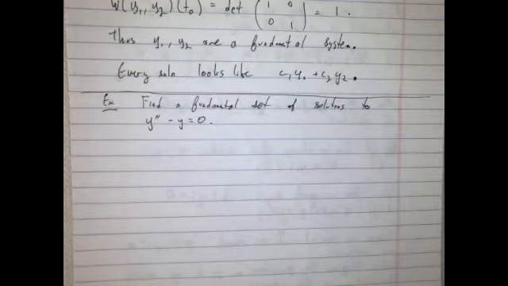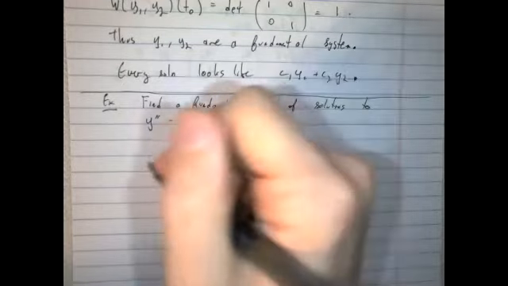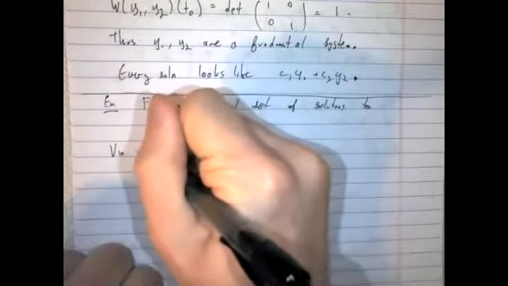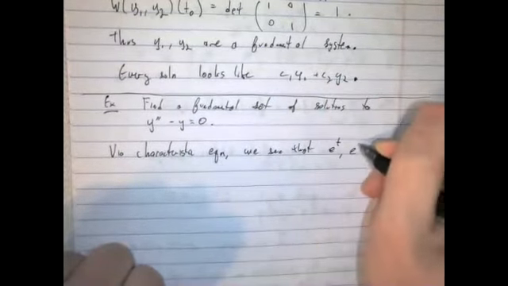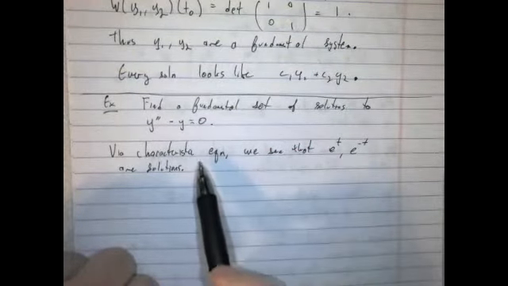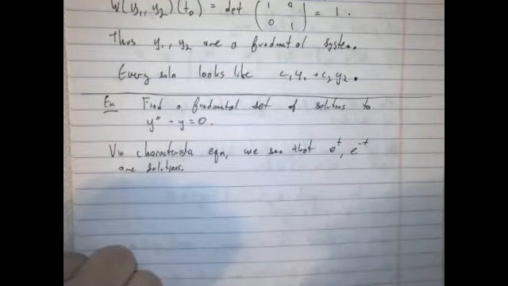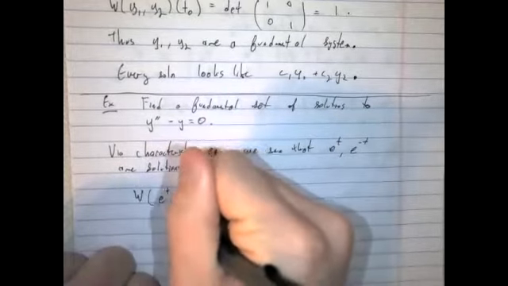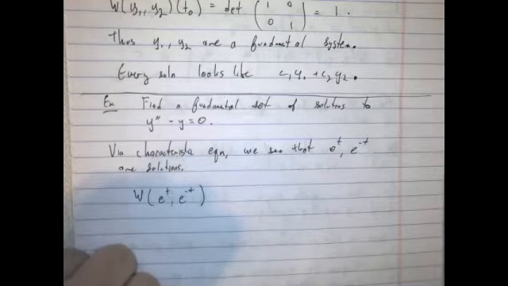So what are two solutions that we found to this differential equation? e to the t, e to the negative t. Right, exactly. Via the characteristic equation, we see that e to the t and e to the negative t are solutions. Last time you checked that if the roots of the characteristic polynomial are distinct, then the Wronskian is what? Is it 0? This was our last exercise last time.